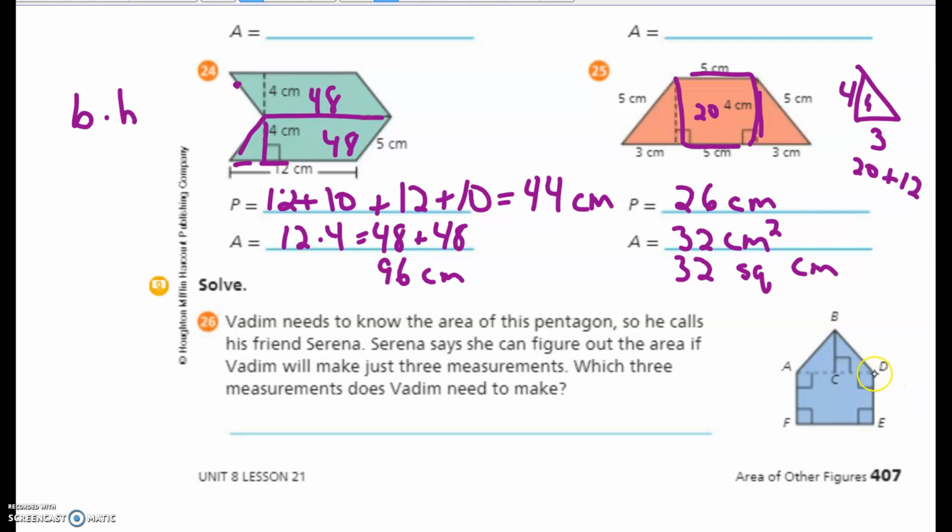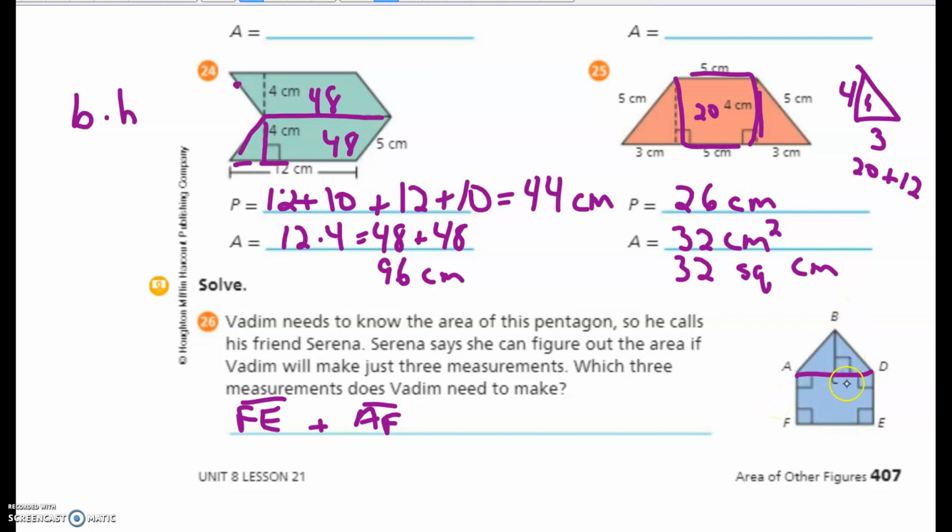Okay, well first he's got to divide it, right? So we'll divide it here. To find the area of that rectangle, he needs a base and a height. So he could either say FE or AD, because that would be the same, right? And AF. So AF could be right here, or he could have said DE. Okay, so those 2 measurements would give you the area of the rectangle.